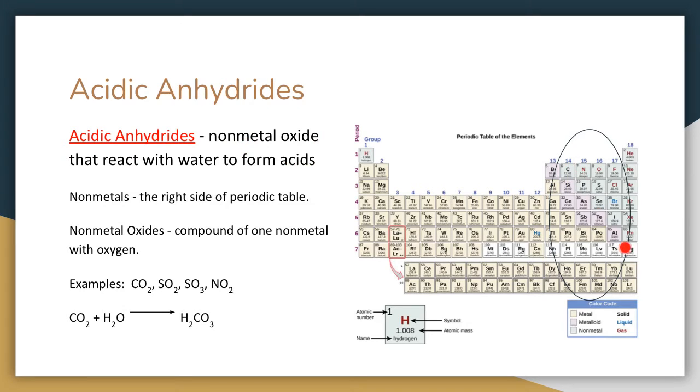So here we have the little purple steps, which would be the metalloids. So the nonmetals are all in blue over here. So anything over here that's also attached to an oxygen is going to be what we call an acidic anhydride. So we're going to take a nonmetal plus oxygen is going to equal that acidic anhydride.